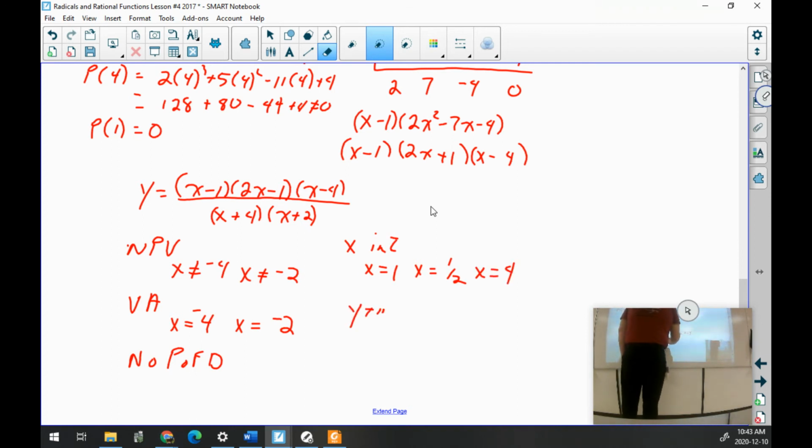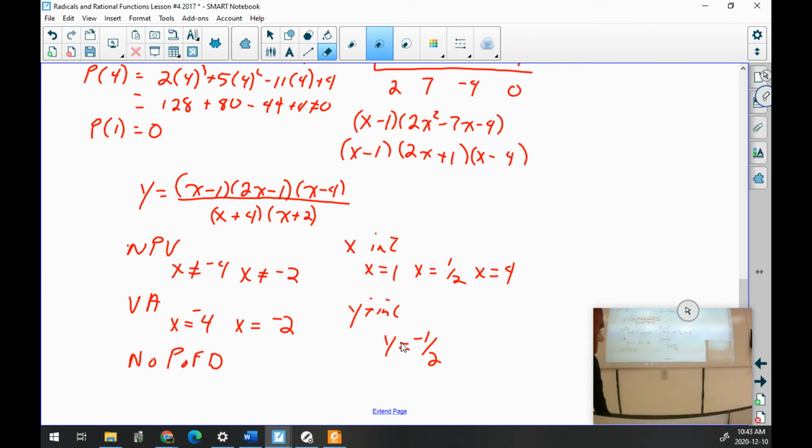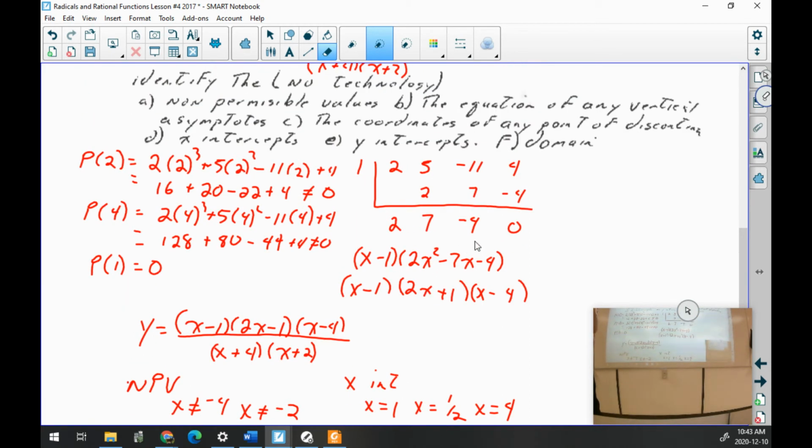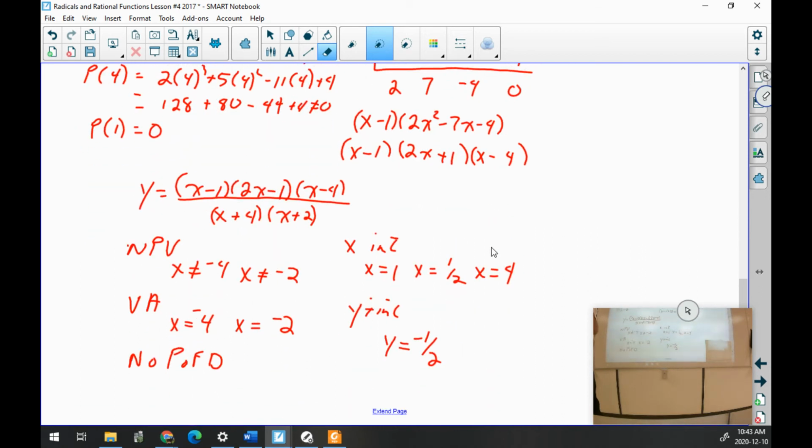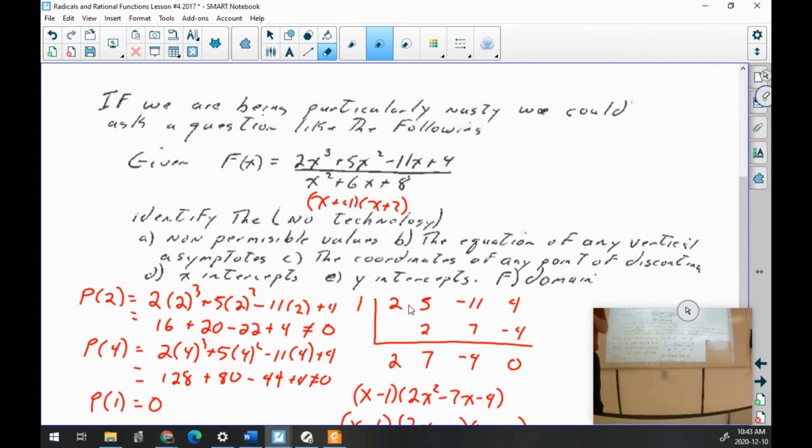Our y-intercept. Now the shortcut to do the y-intercept is just multiply the constants together because I'm going to put 0 in for x's. So I've got negative 1 times negative 1 times negative 4. So I have a negative 4 over a positive 8. My y-intercept is going to be negative 1/2. And the domain, everything except the 2 that are non-permissibles. So again, it's kind of ugly, it's nasty to do, but you have the skills from our polynomial unit.